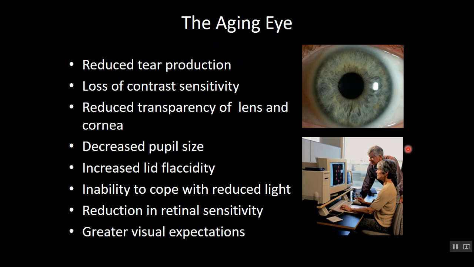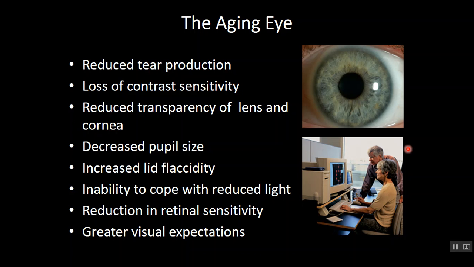Well, the aging eye has reduced tear production, making it more difficult for contact lenses to be comfortable and perform well. We have a loss of contrast sensitivity, making it more challenging to see objects exceptionally clearly, especially in changing light conditions. We have reduced transparency of both the lens and the cornea. We deal with the decreasing pupil size, the senile miosis, so less light being able to get into the retina. We have increased lid flaccidity, making it more challenging to center contact lenses.